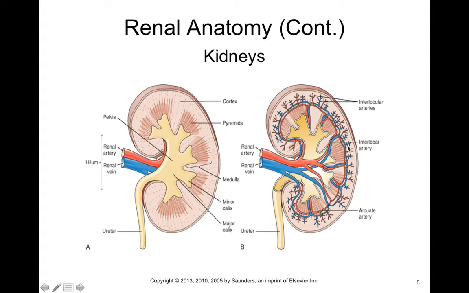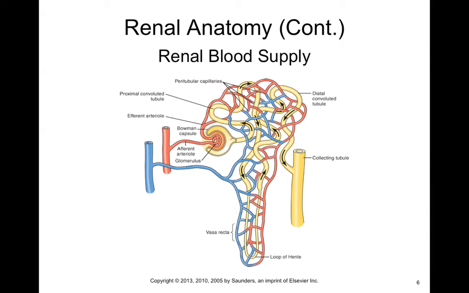Now, eventually what happens is that those blood vessels will reconverge into the veins, so then you have arcuate vein, interlobular vein, segmental vein, renal vein, and then back into the inferior vena cava, and so back into the systemic venous system.